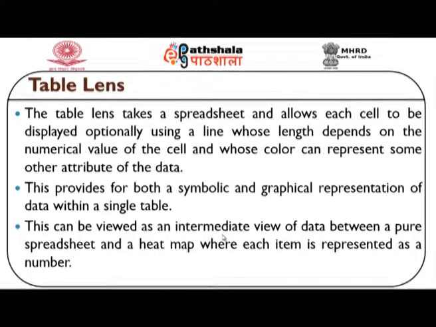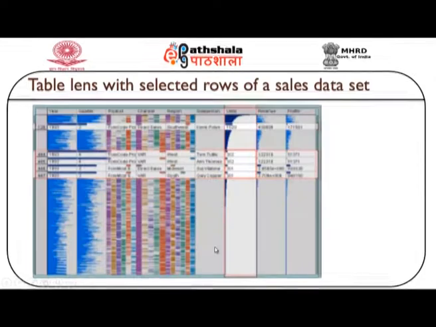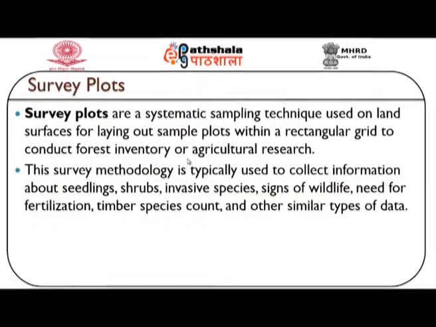So the table lens can be represented as an intermediate view between a pure spreadsheet as well as a heat map. So this is an example table lens wherein you can see there are a set of rows that are being selected, and this table lens view shows the sales data set. So you have a specific set of data that are being selected. Each and every data represents a particular cell in an Excel sheet. The value is also represented. The color represents some specific attribute of that data. So this is an example of a table lens.